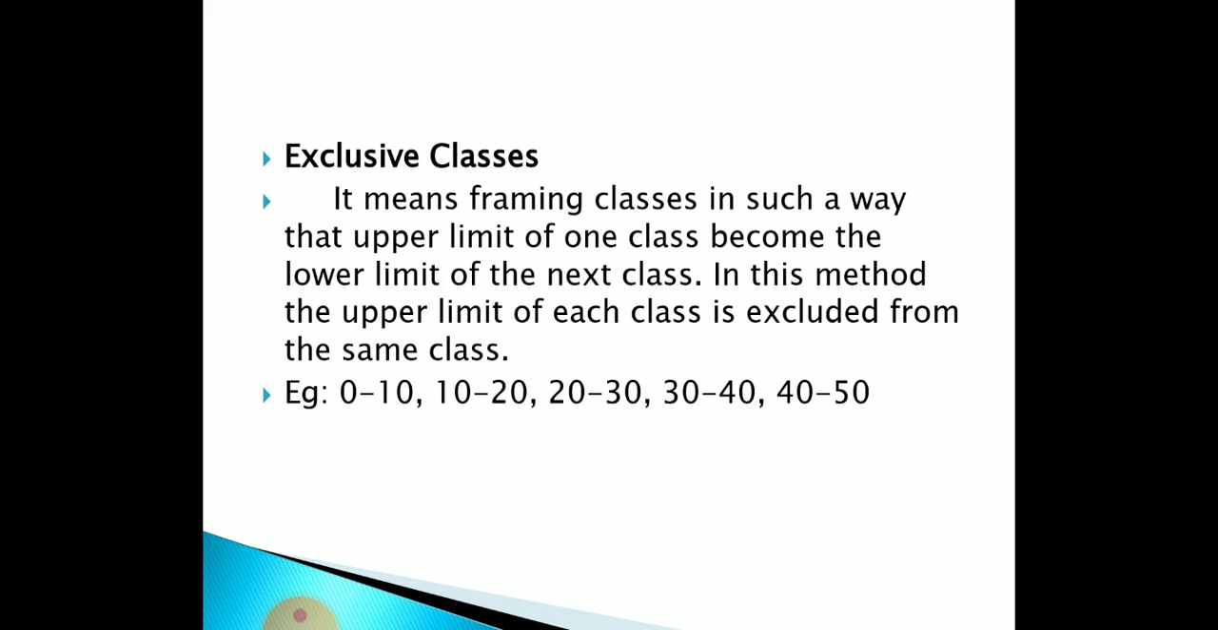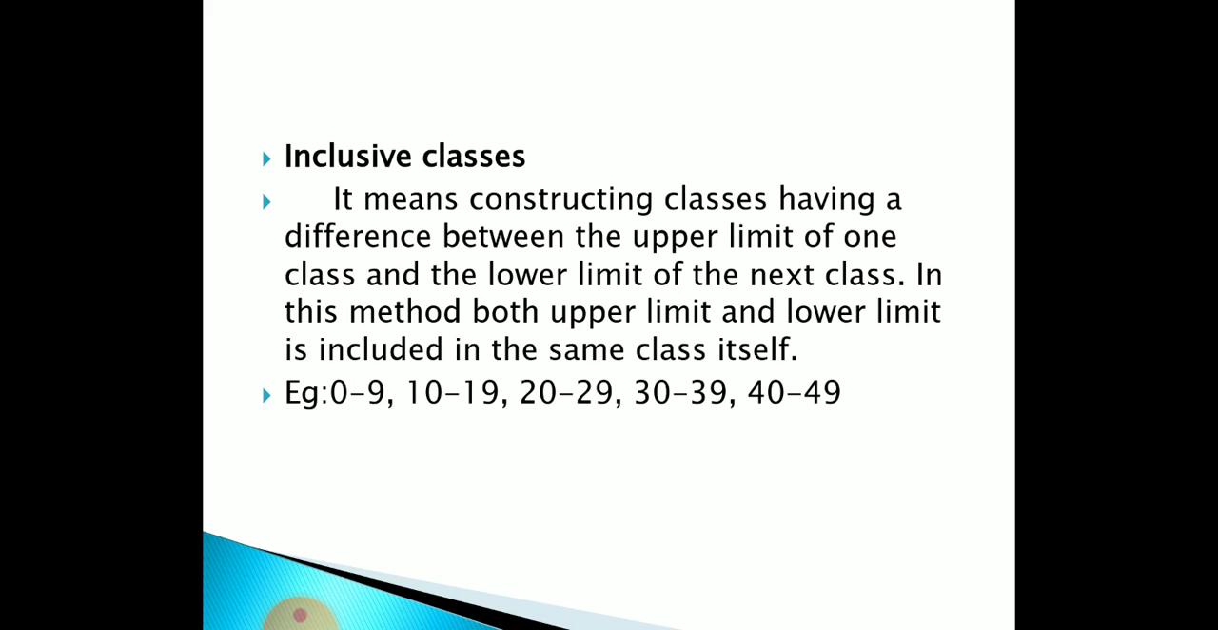ഒരു ക്ലാസ്സിൻ്റെ അപ്പർ ലിമിറ്റ് ആയിരിക്കും രണ്ടാമത്തെ ക്ലാസ്സിൻ്റെ ലോവർ ലിമിറ്റ്. ഫോർ എക്സാമ്പിൾ, 0 to 10 ഫസ്റ്റ് ക്ലാസ്, അതിൻ്റെ ലോവർ ലിമിറ്റ് 0യും അപ്പർ ലിമിറ്റ് 10ഉമാണ്. ദെൻ 10 to 20, രണ്ടാമത്തെ ക്ലാസ്. അപ്പോൾ ആദ്യത്തെ ക്ലാസ്സിൻ്റെ അപ്പർ ലിമിറ്റാണ് രണ്ടാമത്തെ ക്ലാസ്സിൻ്റെ ലോവർ ലിമിറ്റ്. That means the classes are framed in such a way that the upper limit of one class becomes the lower limit of the next class. That means the difference between the upper limit of one class and the lower limit of the next class is 0. That is exclusive classes.